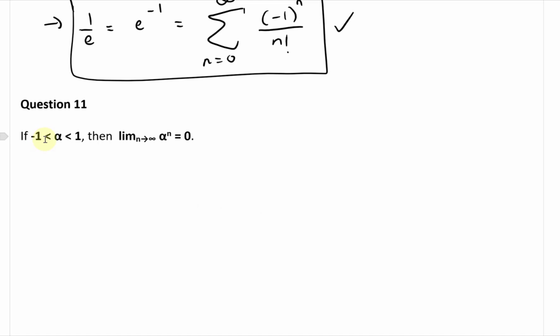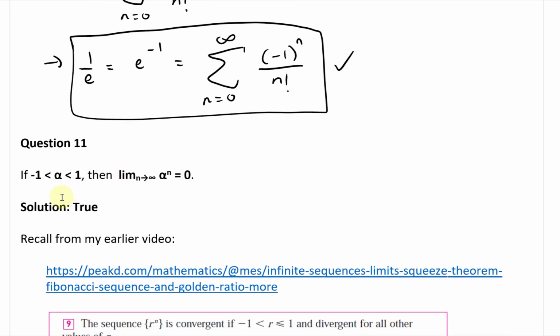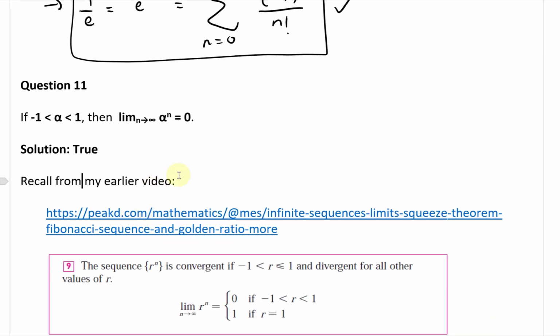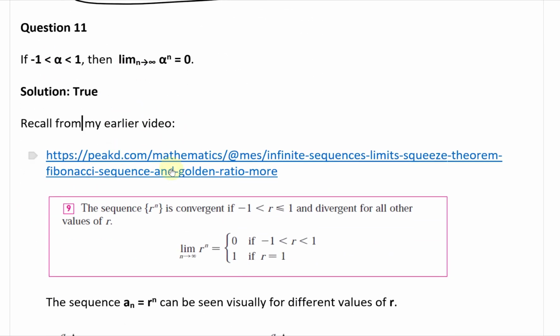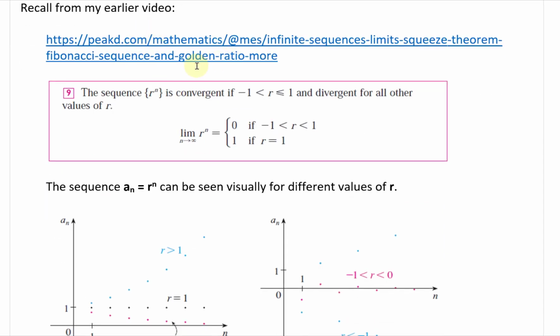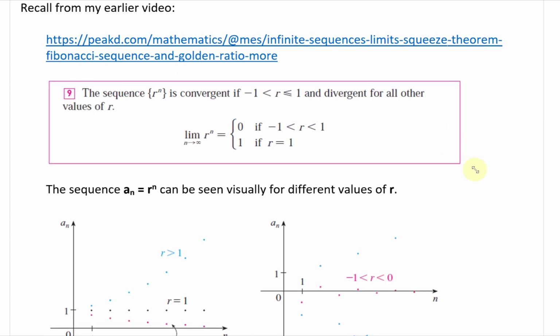This states if you have this alpha between negative 1 and 1, then the limit as n approaches infinity of alpha to the power of n is equal to 0. And let's look at the solution now, and this is in fact true. So recall from my earlier video on this, the squeeze theorem, infinite sequences, limits, Fibonacci sequence, etc., and golden ratio video/article. So here is from that video.